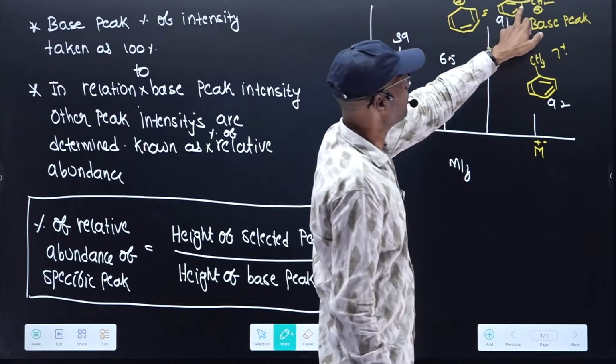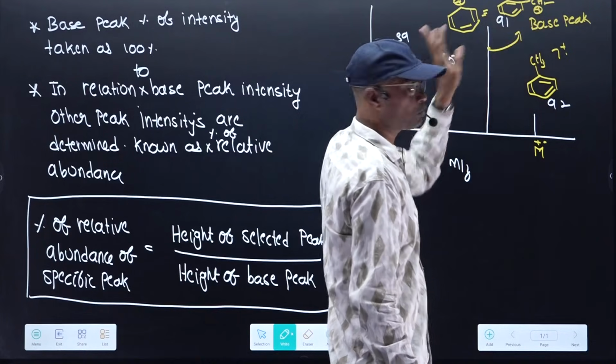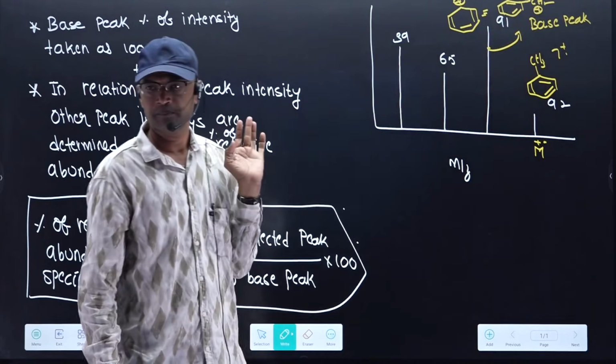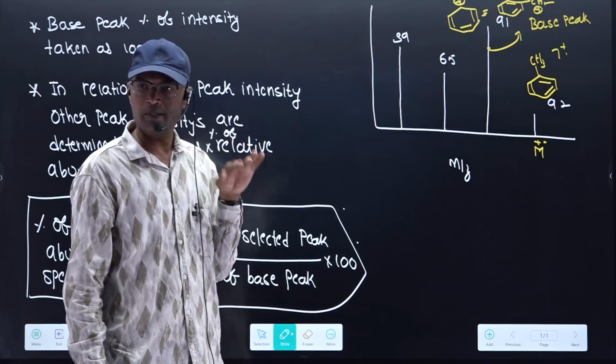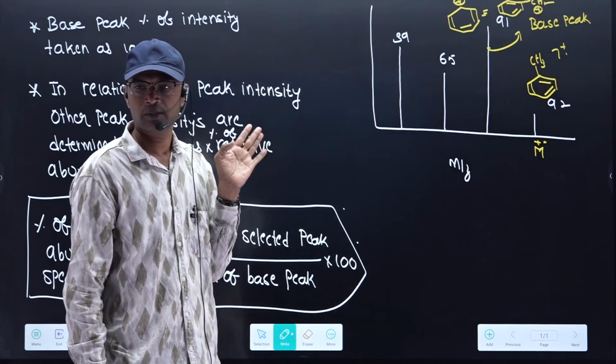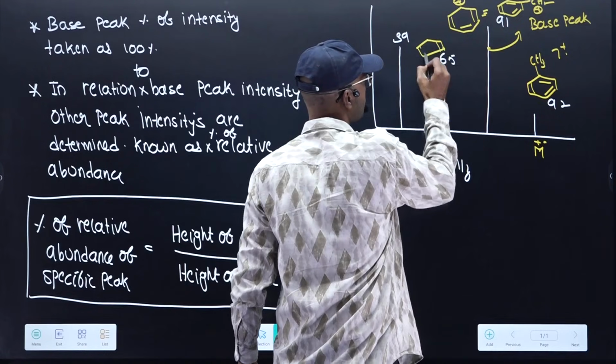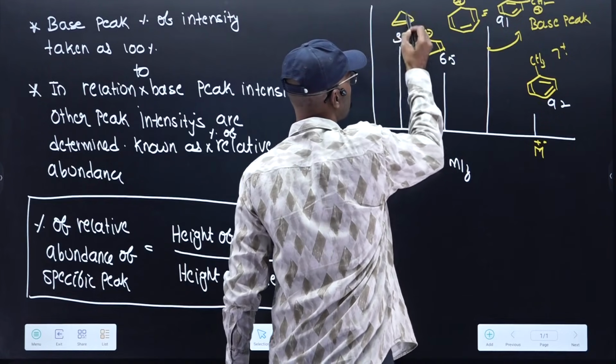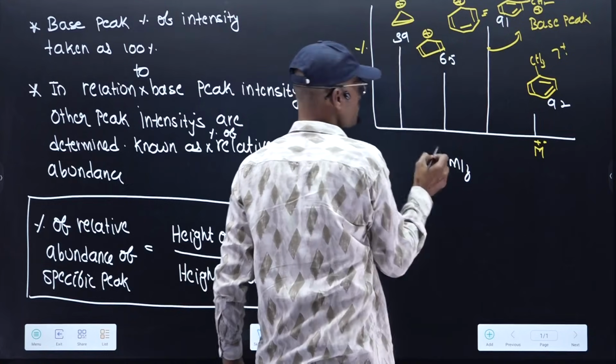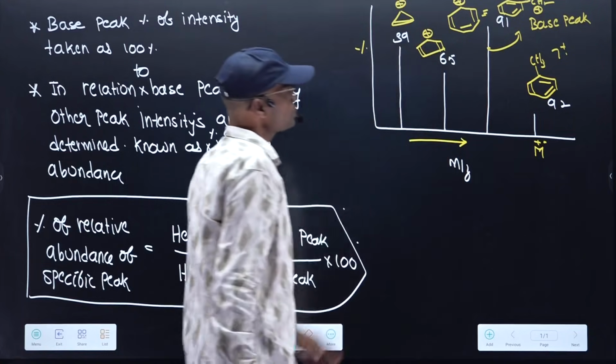If you break this sigma bond and attach it on this carbon, that will give a 7-membered ring. That is called tropylium. Tropylium and benzyl are both the same. Whose m/z value is how much? 91. Then the 5-membered ring is 65. Then the 3-membered ring is 39. This is percentage of intensity and this is the m/z value. So these are the peaks I have given.